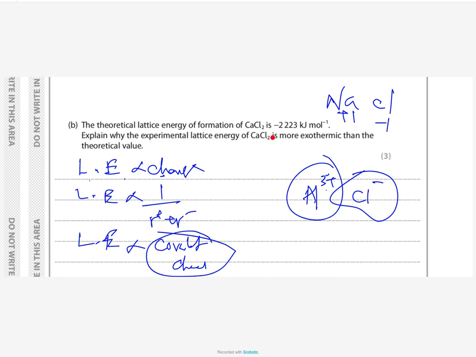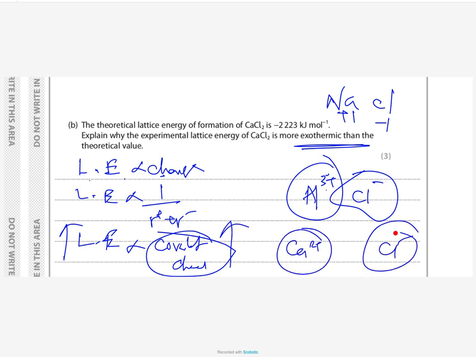Got it? So more exothermic means lattice energy has increased. That means covalent character has increased. Calcium 2 plus has polarized the chloride to a great extent. Covalent character has increased. Additional Z as a result increases. You can write.